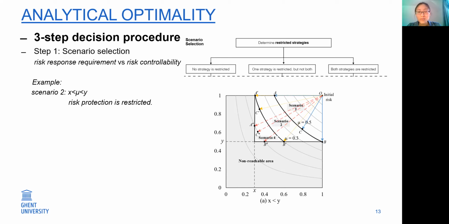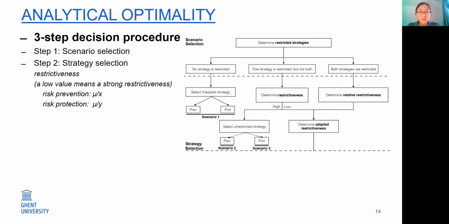After determining the scenarios and the restricted strategy, we will go to the second step to determine the best strategy based on the restrictiveness of the restricted strategy.